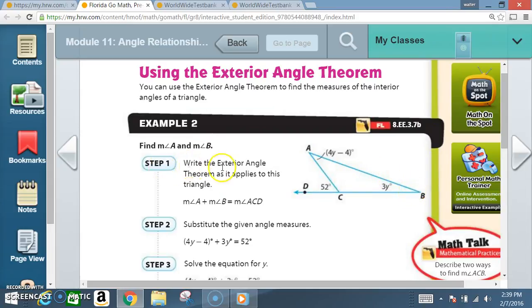Step 1. Write the exterior angle theorem as it applies to this triangle. And the theorem is the measure of angle A plus the measure of angle B is equal to the measure of angle ACD. So once again, the measure of angle A plus the measure of angle B is equal to the measure of angle ACD. So in other words, these two angles, when you add them together, they're going to equal this angle. That is called the exterior angle theorem.